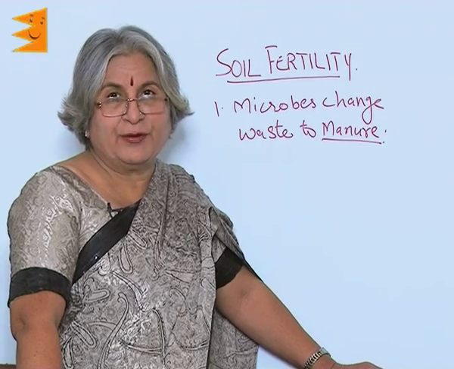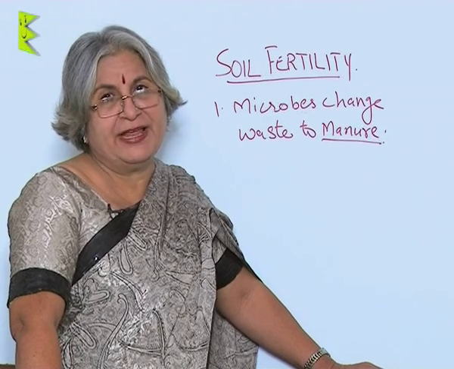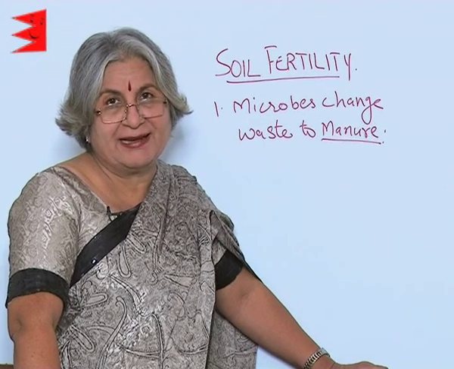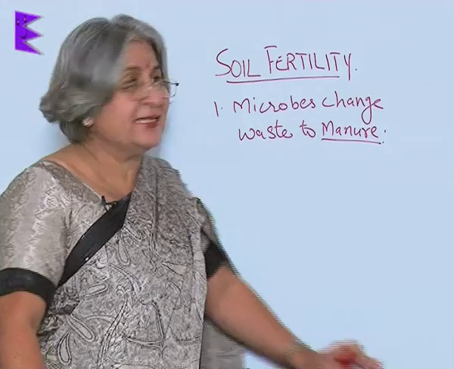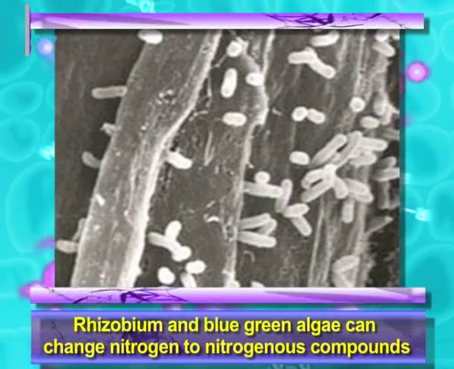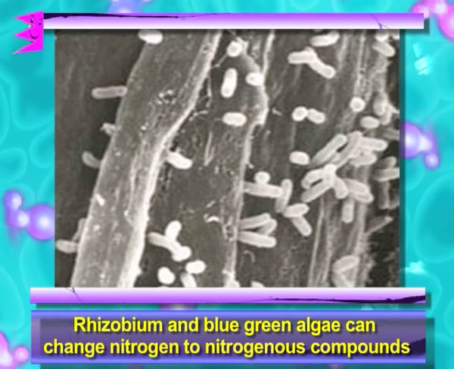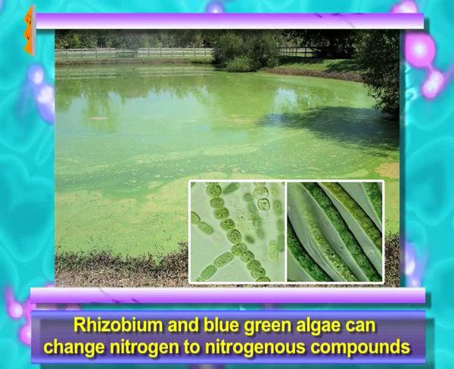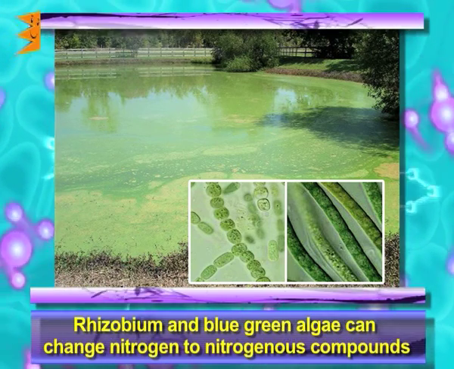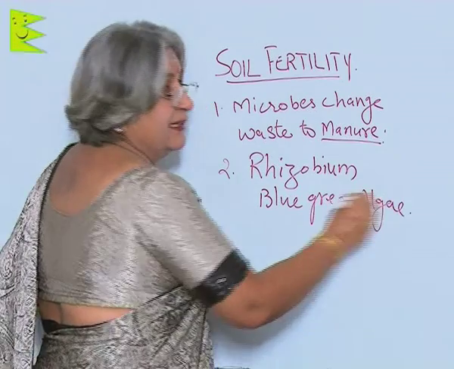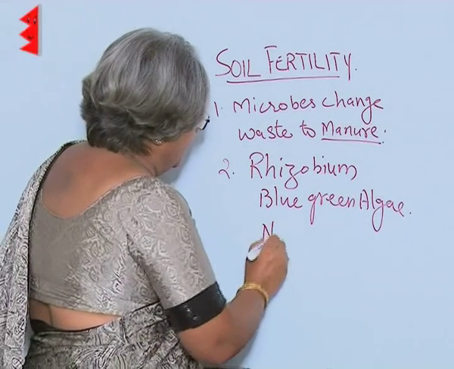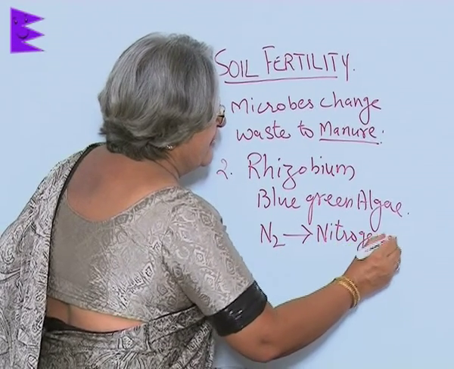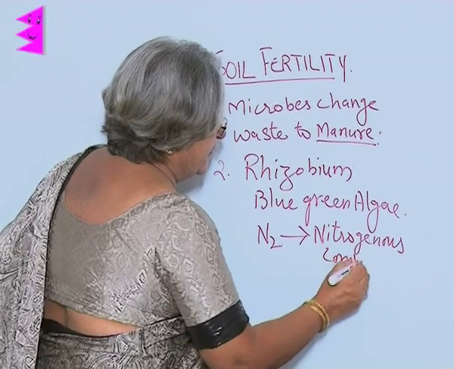So, one way microbes help us is by changing waste to manure, and manure, you know, is needed for plants. We studied that in agriculture. The second way is that some microbes like rhizobium and algae, which algae? Not all algae, but the blue-green algae. They have a unique property, and that is they can change nitrogen to nitrogenous compounds, which are very much needed by plants.